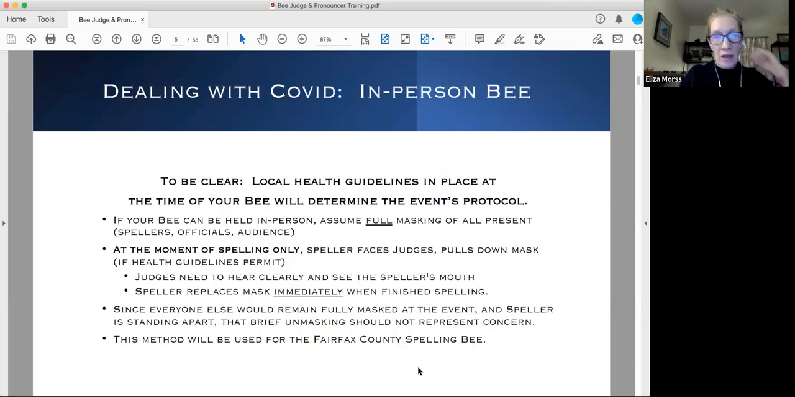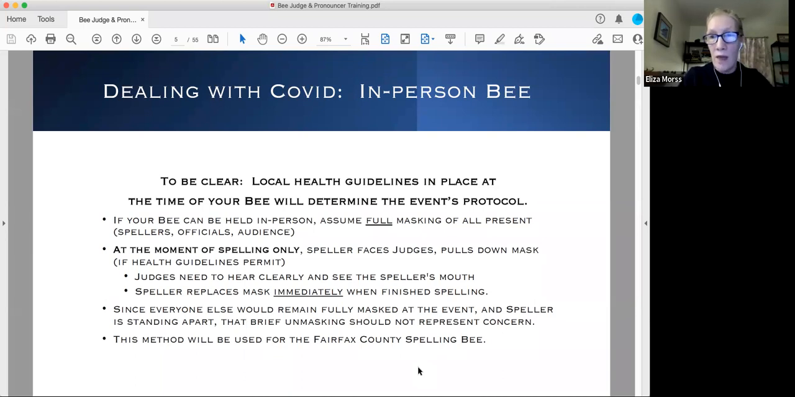Okay, first thing, dealing with COVID. So obviously, if you're holding an in-person bee, any local health guidelines are going to affect how you hold it. So I'm going to say that if you can hold it in person, obviously assume that everyone's going to be masked during the entire bee, except, if health guidelines permit, when it is the speller's moment to spell, that person will pull the mask down and spell the words so the judges can see the mouth of the child, and then we'll replace the mask immediately.